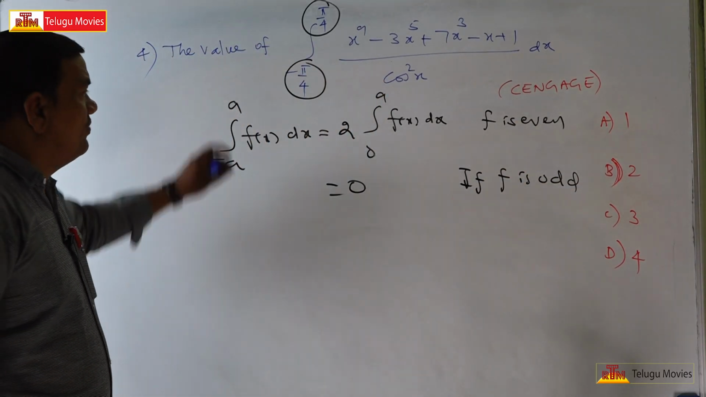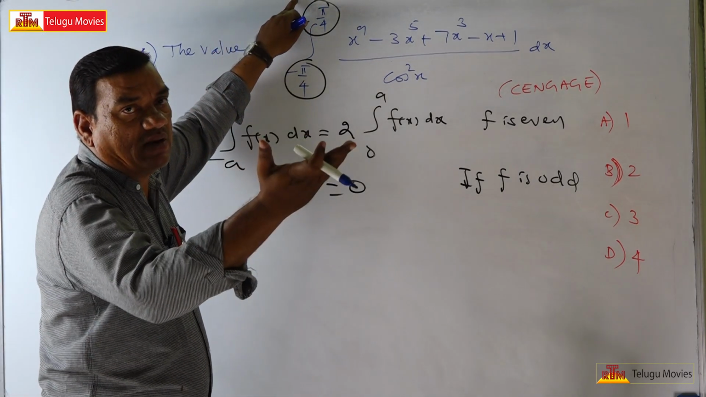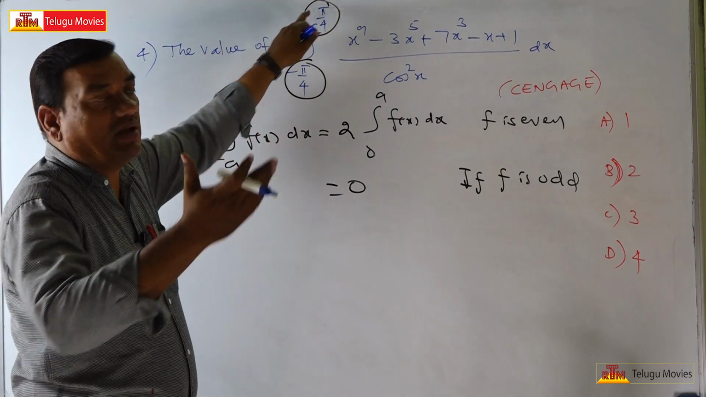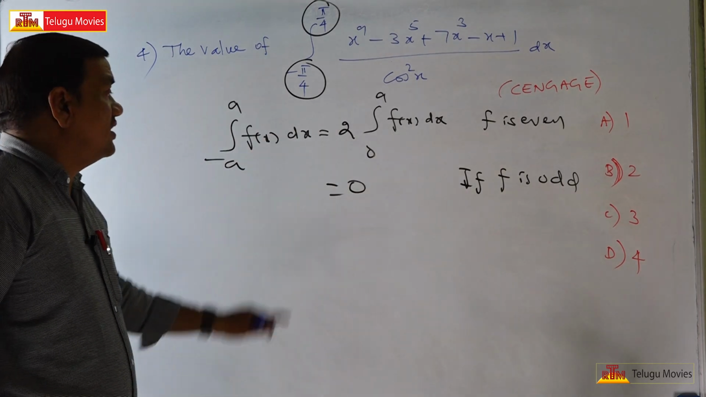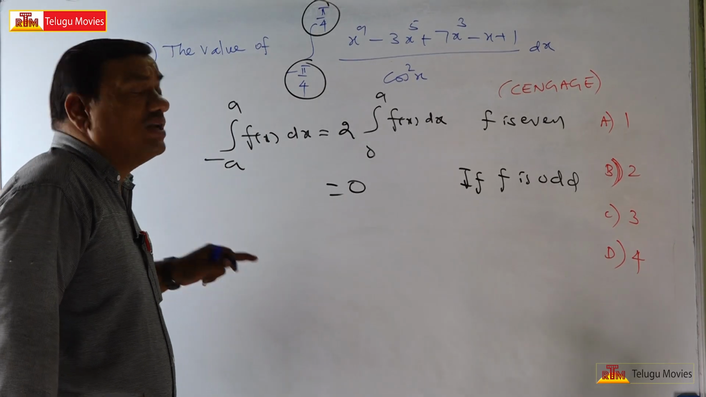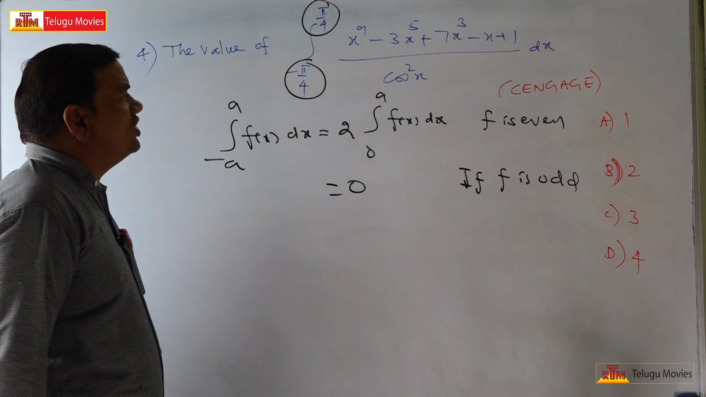Whatever the problem, if it is minus pi by 4 to plus pi by 4, minus pi by 2 to plus pi by 2, minus pi to plus pi, minus 3 pi by 4 to plus 3 pi by 4, that means minus a to a, then you will get two answers: 2 times the integral from 0 to a of f of x dx when f is even, and simply 0 if it is odd. Okay, now let us try to do this problem.